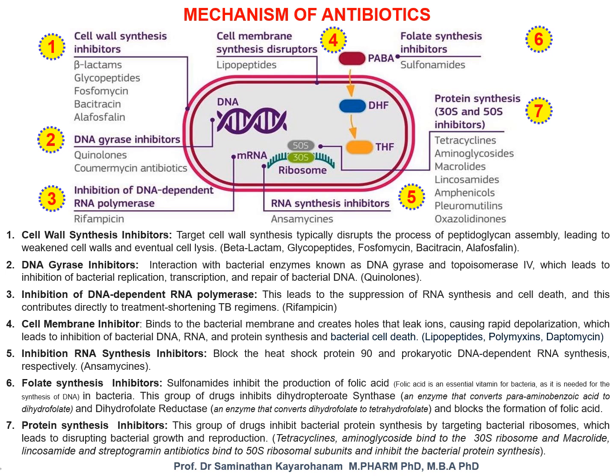Dihydropteroate synthase is an enzyme that converts para-aminobenzoic acid to dihydrofolate. Dihydrofolate reductase is an enzyme that converts dihydrofolate to tetrahydrofolate.